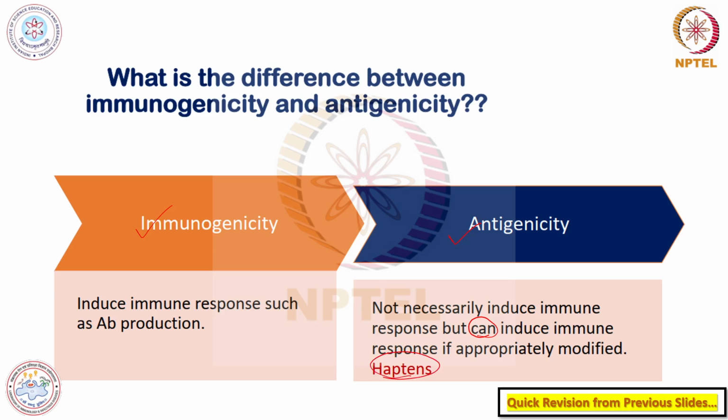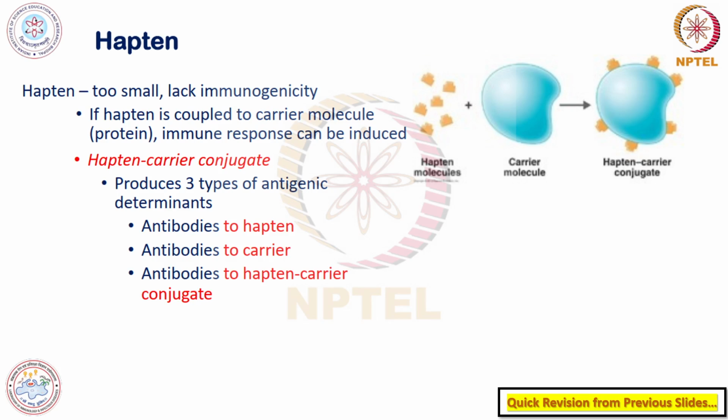For example, with the haptens. So what are these haptens? These haptens are very small molecules. They alone cannot generate an immune response, so they lack immunogenicity. If a hapten is coupled to a carrier molecule, which can be a protein, then it can induce the immune response. Alone the hapten is very small and non-immunogenic, so it needs to be conjugated with the carrier molecule to form a hapten-carrier conjugate, and then it can induce the immune response.